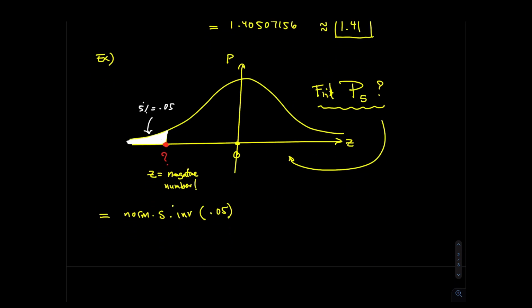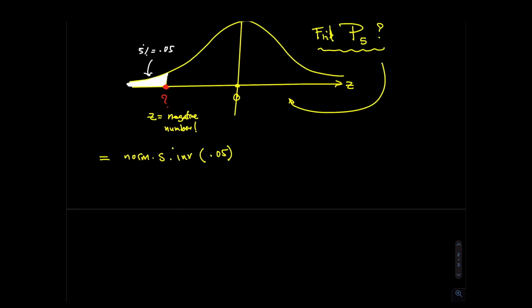All right, and if you do that, Excel will give you this value, negative 1.644853627. But of course, if you're writing this on a Canvas test or something, and I'm asking for 2 decimal places, then obviously your answer will just be negative 1.64. Very good.